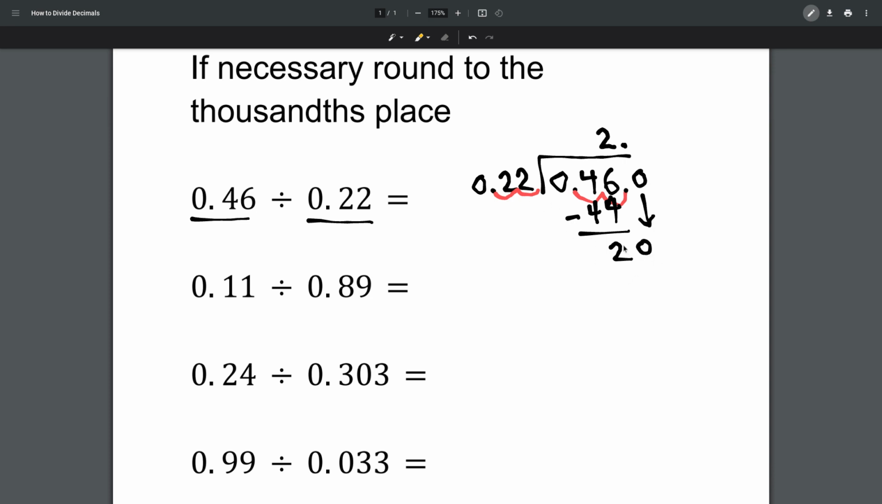So does 22 go into 20? Well, no. So we're going to put a 0 here. We'll bring another 0 down. Does 22 go into 100? Well, 9 times 22 is 198, so yes. So we're going to put a 9 here. 9 times 22, so 9 times 20 is 180. 9 times 2 is 18. 180 plus 18 is 198.